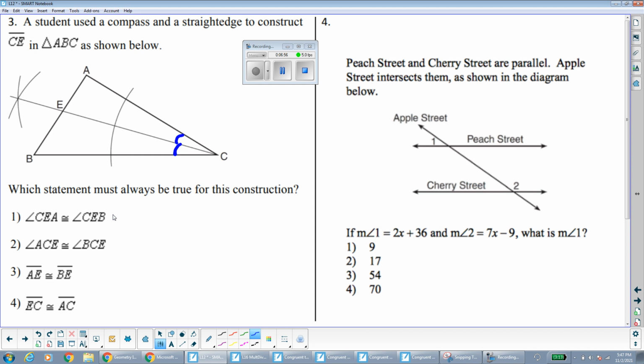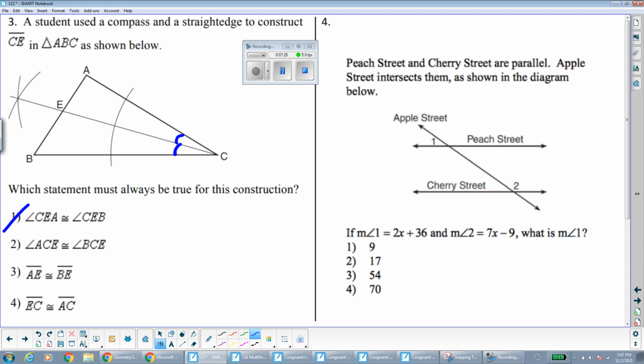So what we're going to do is look for the answer choice that says that. Answer choice 1 says angle CEA, that's right over here, CEA with E in the middle, is congruent to angle CEB, right over here with E in the middle. But I know that angle C is being bisected. The angle bisector construction is on angle C. So these are not the two equal halves of angle C. These are. So that's not the correct answer choice. So let me eliminate that.